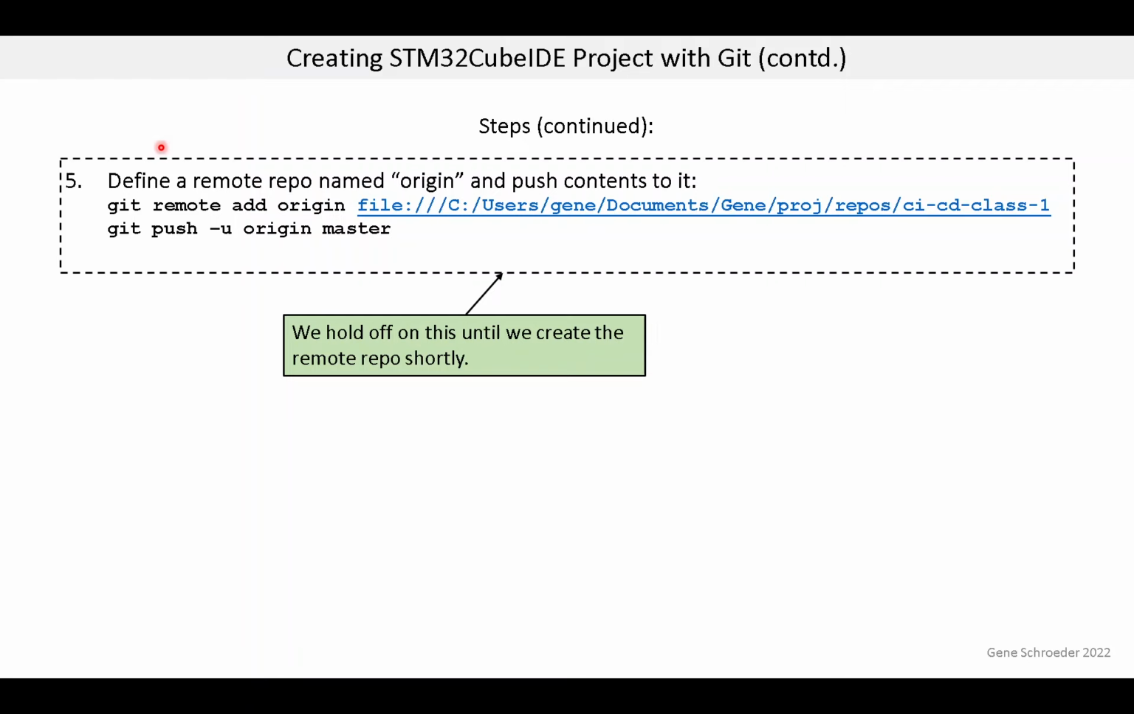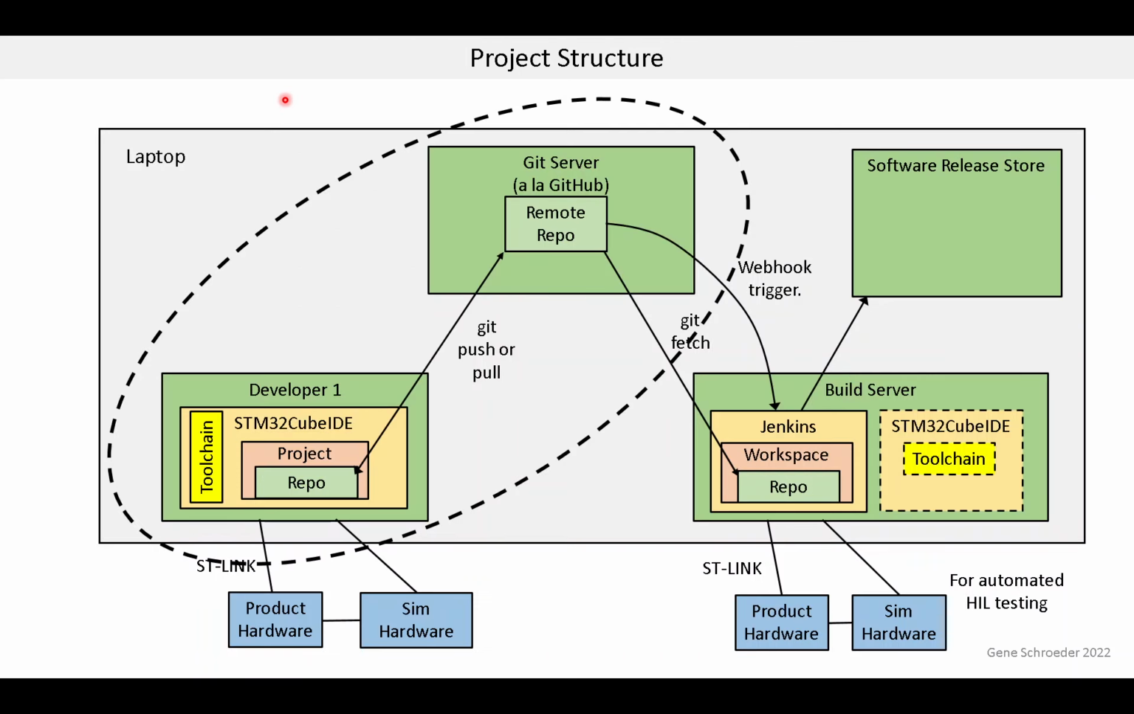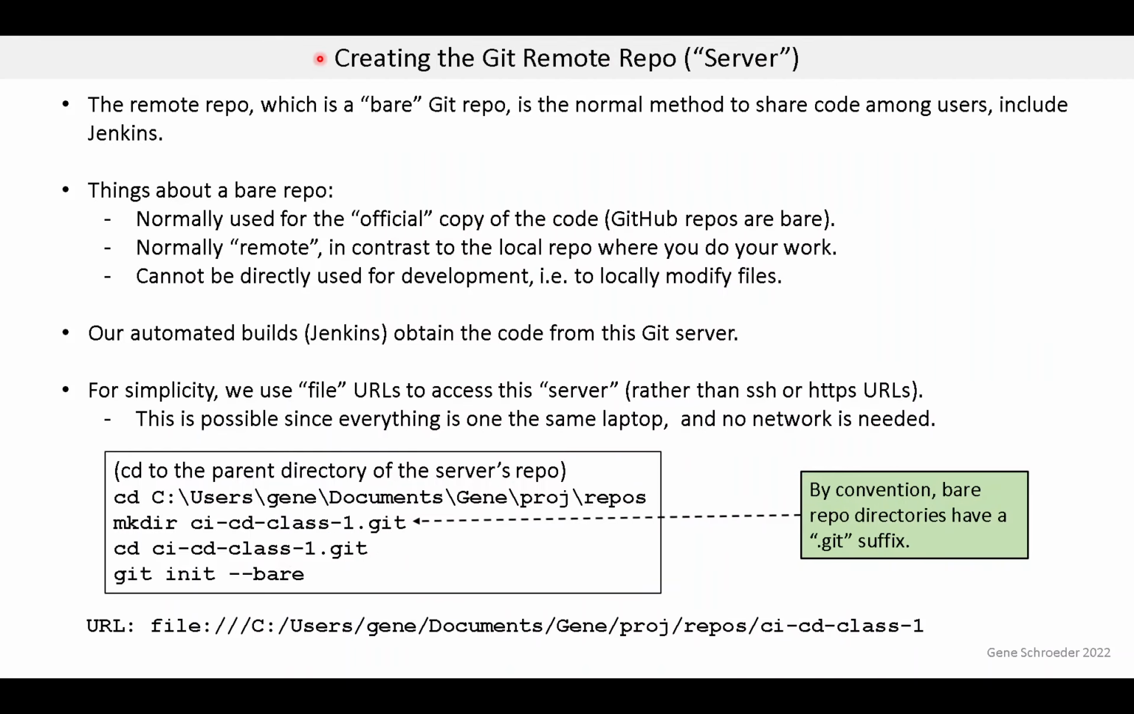So the next step is to push the contents of our local repo into the remote repo. But that remote repo doesn't exist yet, so we hold off on this step until we create the remote repo. So going back to this diagram again, we have created this repo, it's all ready to go, and we want to push it to the remote repo up here. And so this is what we're going to create, and this is needed because this is where Jenkins is going to get the code from. So let's create the remote repo.